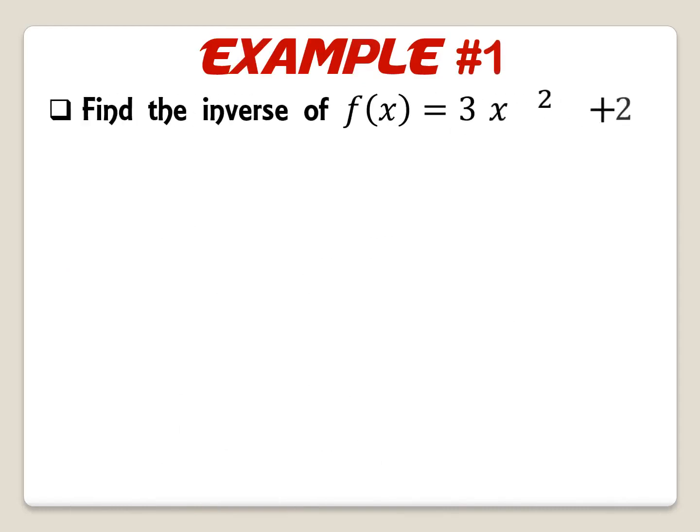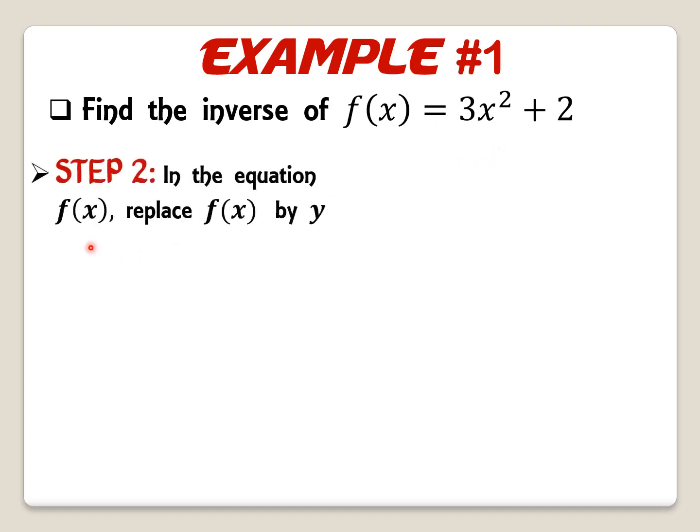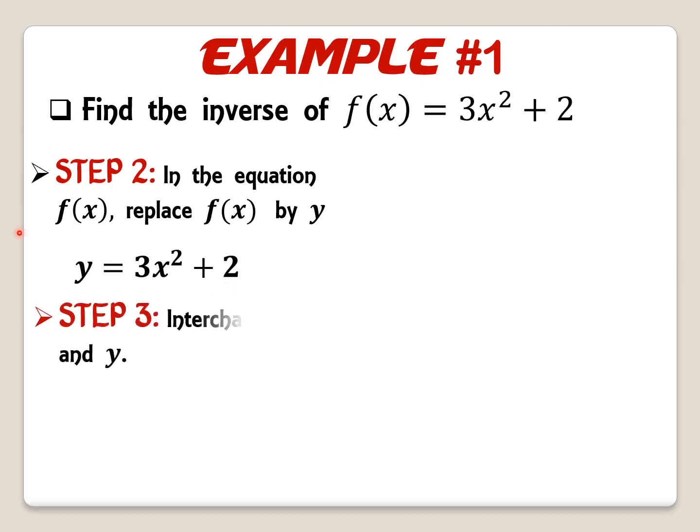Let's have example number 1. Find the inverse of f of x is equal to 3x squared plus 2. So step 1 is to determine whether it is a function or not. Since your f of x here is degree 1, therefore this is a function. Step 2, you have to replace f of x by y. So this will become y is equal to 3x squared plus 2. Next step is to interchange x and y. So in this equation, this will become x and this will become y. So you will have x is equal to 3y squared plus 2.